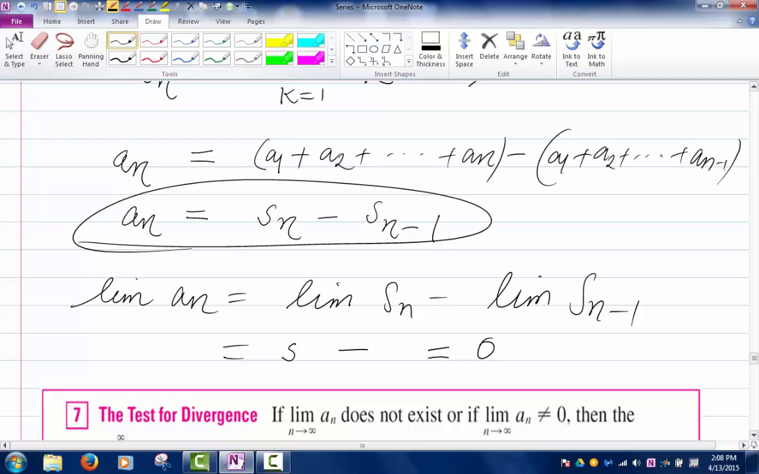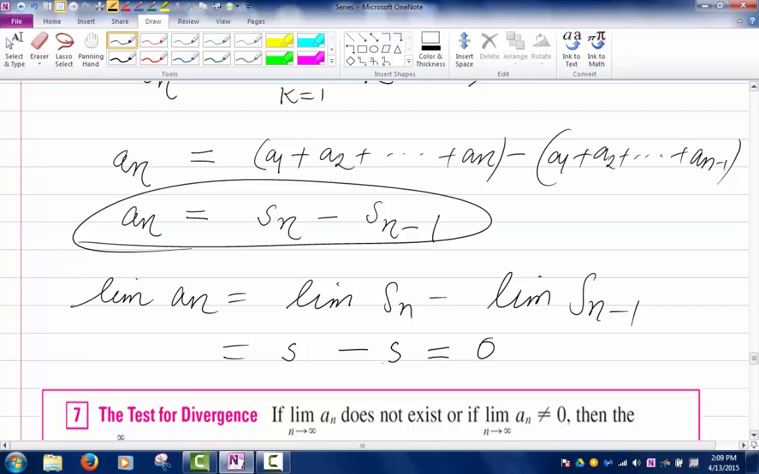If the limit of Sn is S, then what's the limit of Sn minus 1? I mean, as n goes to infinity, what is happening to n minus 1? As n goes to infinity, n minus 1 goes to infinity also, right? You're only subtracting 1, right? So what's the limit of Sn minus 1? It's the same as the limit of Sn, right? You realize that? The limit of Sn and the limit of Sn minus 1 are exactly the same. And that's why you're getting 0 for the limit of an.